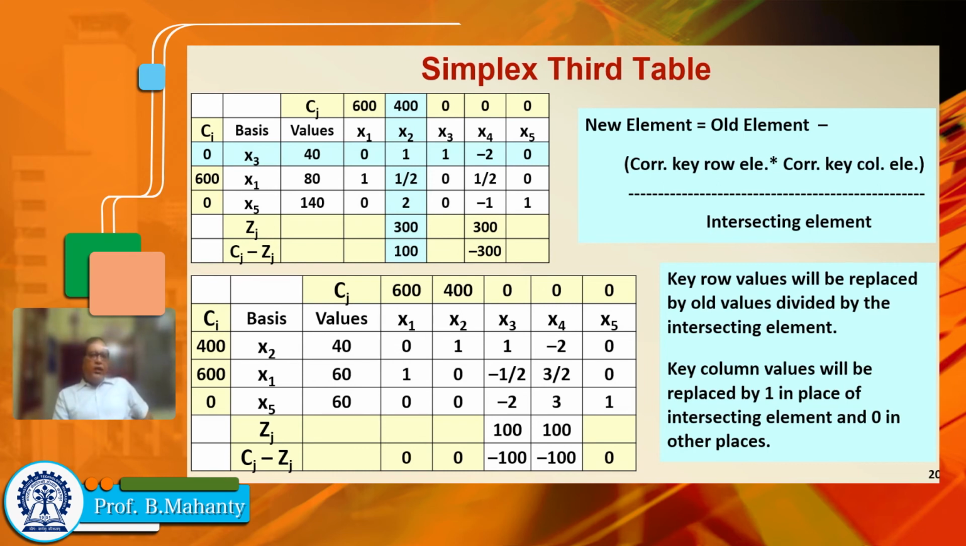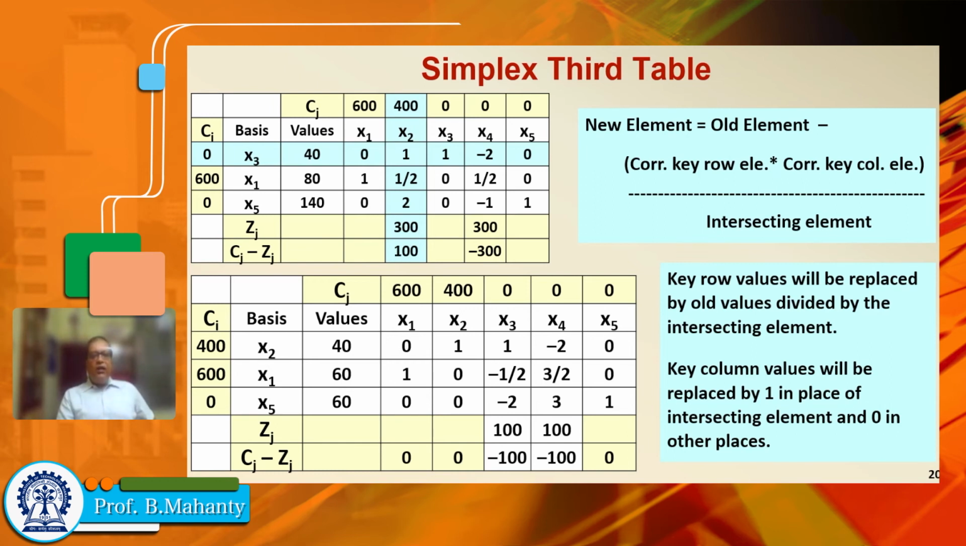In a simple formula, if you want to calculate, it should be 40 by 1, 80 minus 40 into half by 1. That is 40 into half is 20, by 1 is 20. So 80 minus 20 is 60. Then 140 minus 40 into 2 by 1. So 40 into 2 is 80, 80 by 1 is 80, and 140 minus 80 is 60.